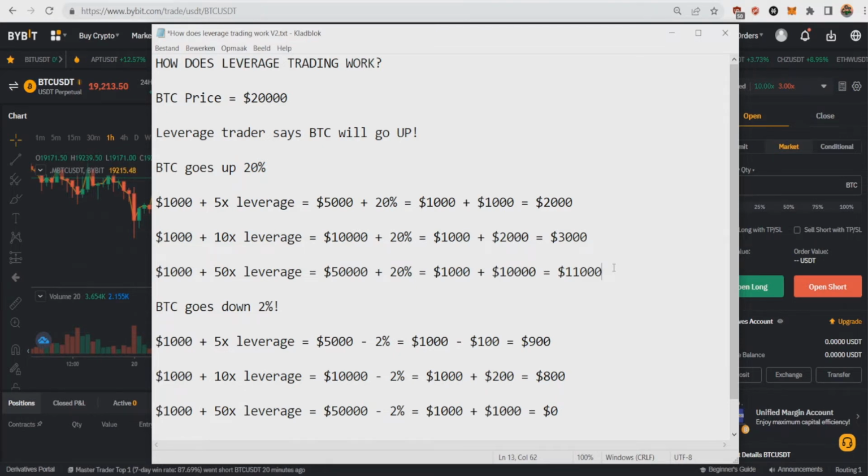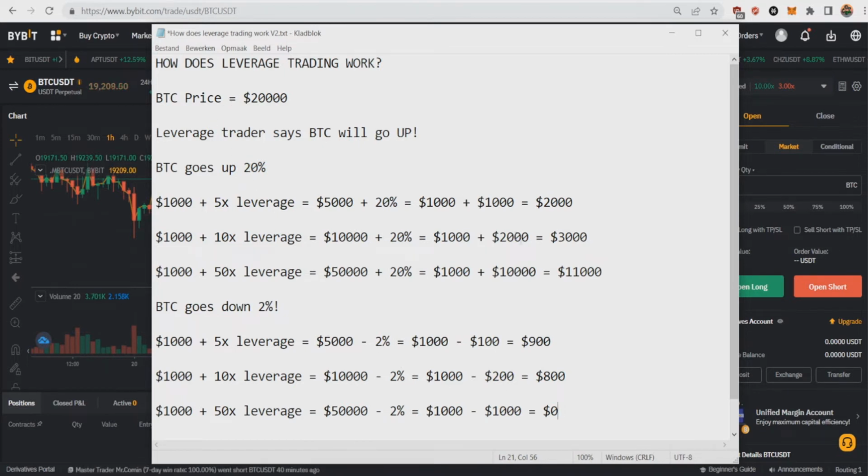So now you're still thinking like, Doc, why isn't 50x leverage the best? Because there's a downside of the risk. Let's say for example BTC goes down 2% and you're saying it will go up. If you do 5x leverage, 2% means you lose 2% of 5,000, you lose $100, you're down to 900 now. 10x means you lose 2% of $10,000, you will lose $200, and that will be $800. And then lastly guys, 50x means you lose 2% of $50,000, which is $1,000 already, and you have $0.